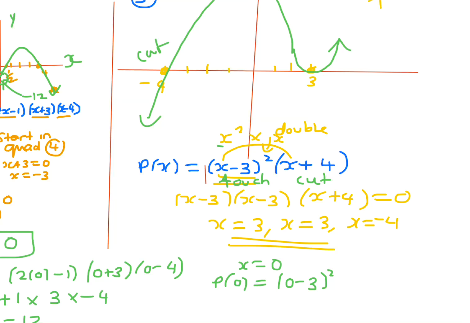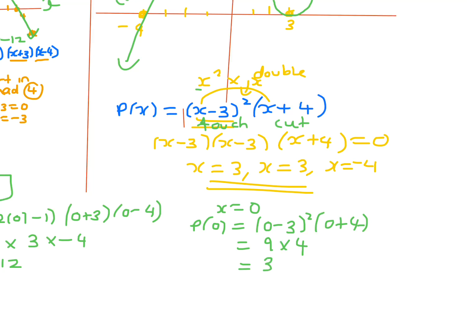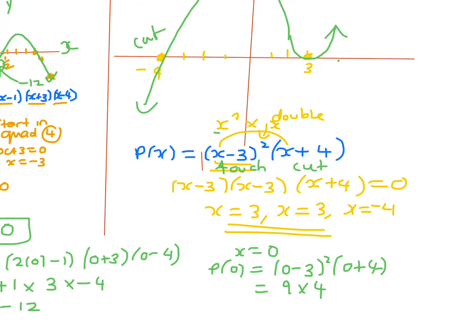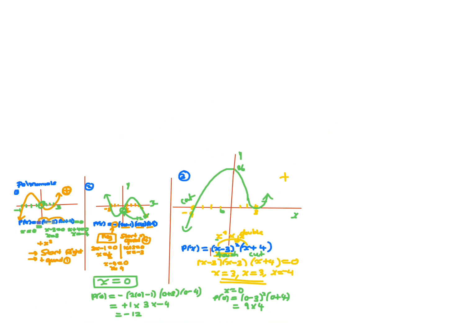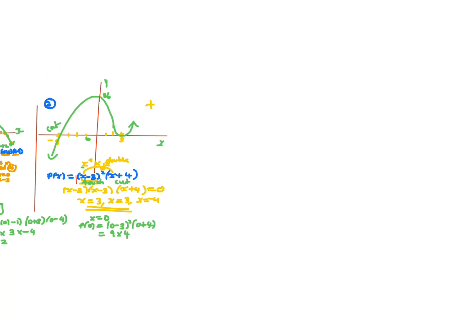0 minus 3 squared, 0 plus 4. Minus 3 squared is 9, plus 4 is 4. 4 nines are 36. So that means that in here, it's going to cut. Let's do that like that. It's going to cut at 36, and there's your x, y, and we better just put the 0 in there.